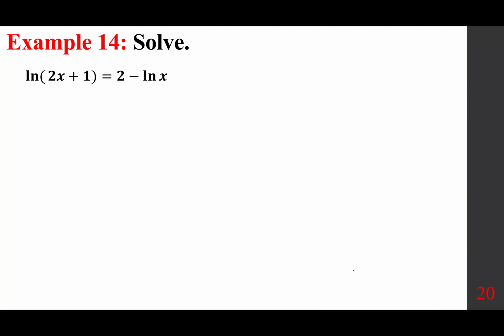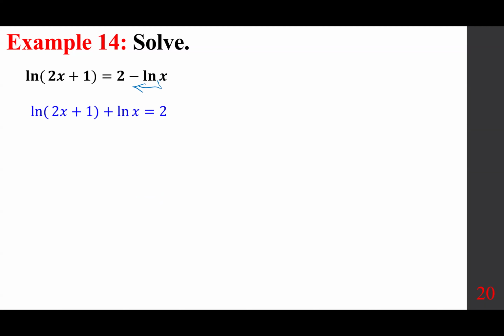ln of (2x plus 1) is 2 minus ln x. We are solving for x. Anytime you have logarithmic equations, if you have all logs, put it into a single log. And if they have the same base, they must have the same argument and so forth. If you have some logs and some numbers, bring all the logs together and all the numbers together. So we are going to move this one and make it plus ln x.